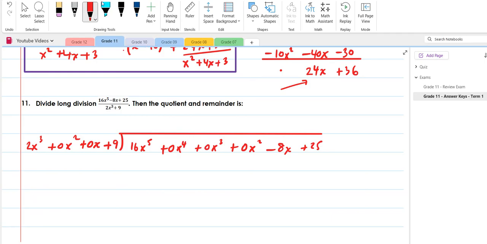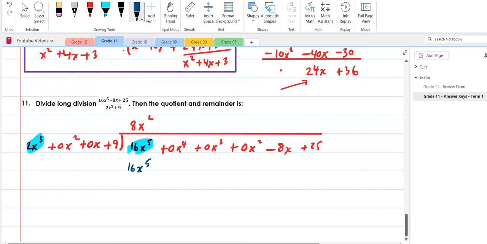Now the first thing that we do is we divide. So we have 16x to the power 5 divided by 2x cubed. So 16 divided by 2 is 8. x to the power 5 divided by x cubed is x squared. Now we multiply all this out. We divided, now we multiply. So we will get 16x to the power 5, 8x squared times 0, so it will be 0x to the power 4, 8x squared times 0 again, 0x cubed. And then we got 8x squared times 9, plus 72x squared.